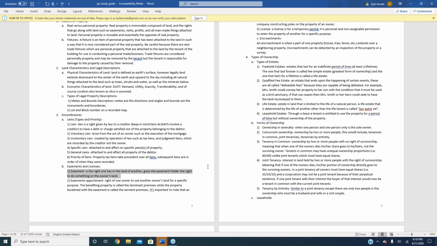The one who benefits from it, we call the dominant premise. The one who's burdened by it is called the servient premise. Now, after the servient premise grants this easement, the only party that can get rid of it is just the dominant premise. Only the dominant premise can get rid of the easement.